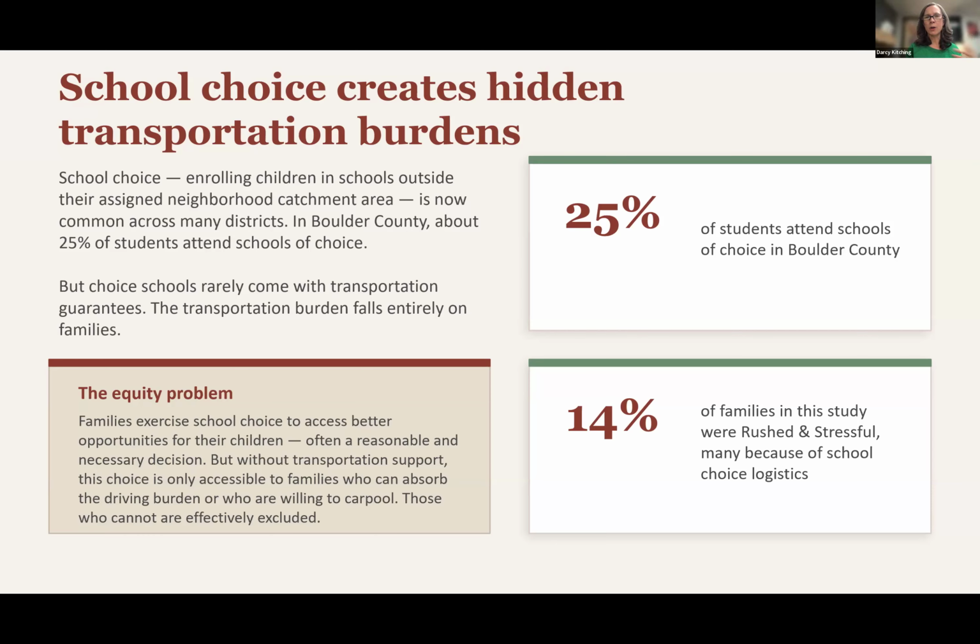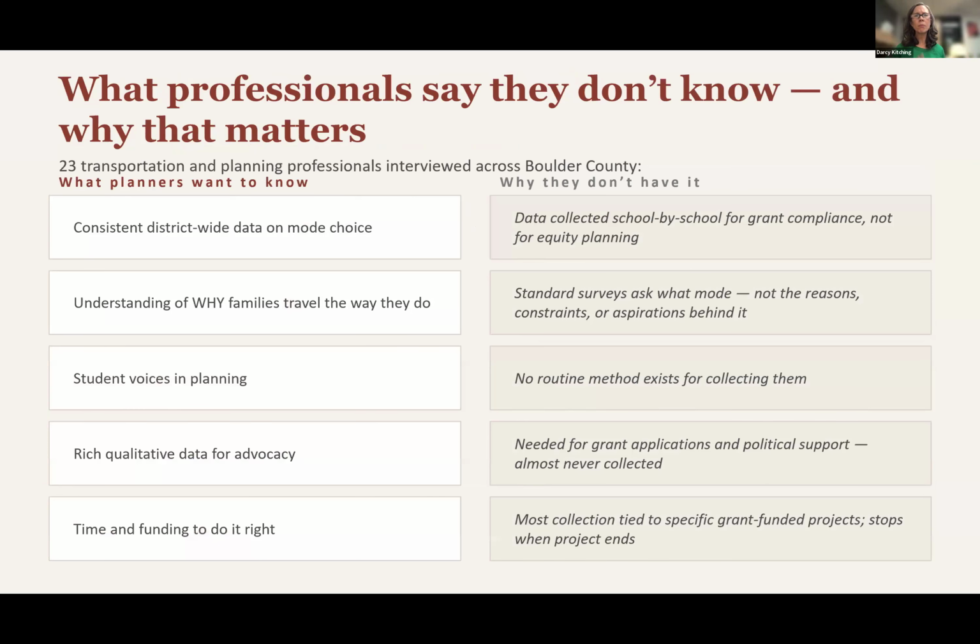And so where there are choice-only schools, how can we integrate transportation options for those families, particularly families who live too far away and who don't have access to a school bus? So as I mentioned, I talked with planning professionals as well, and others in transportation. And I've listed here what they said they wanted to know, and then why they don't have that information already.